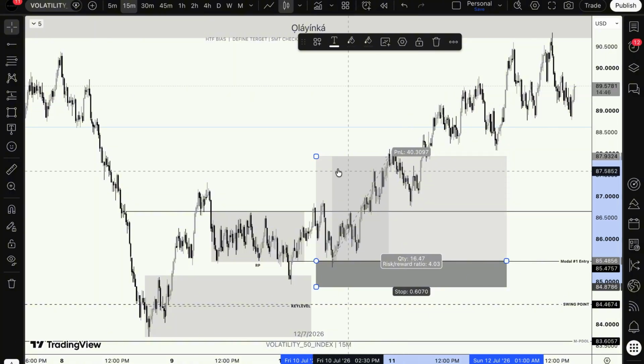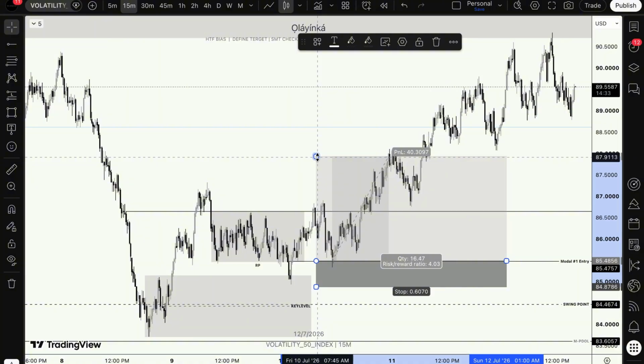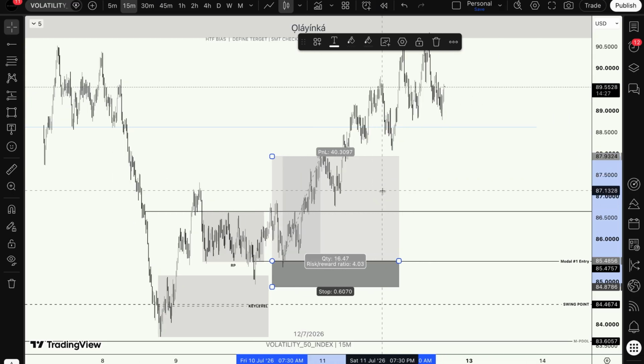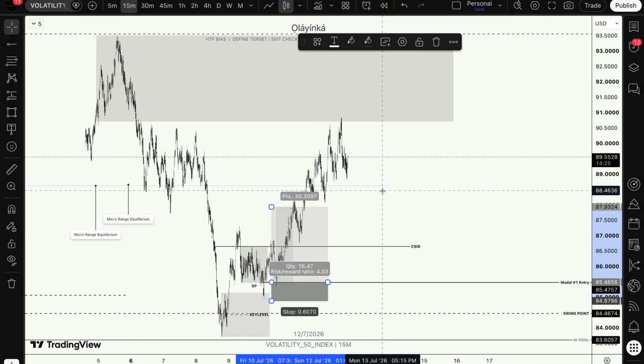So I just go for my 4 hour, even 3 hours sometimes, especially when it comes to counter trading. Just 3 hour, 4 hour, just let it go. So that is how I got this particular trade.